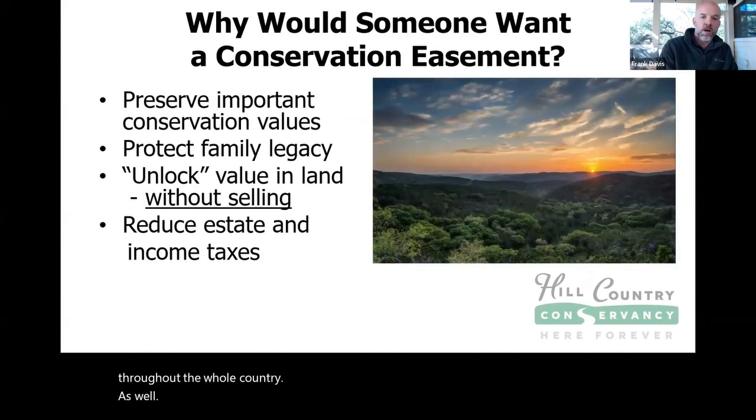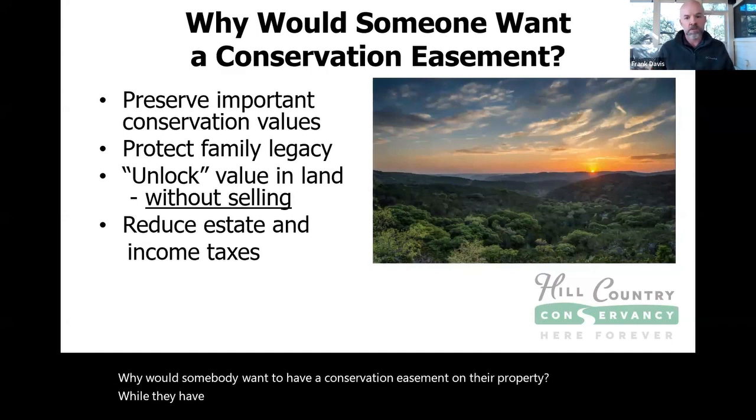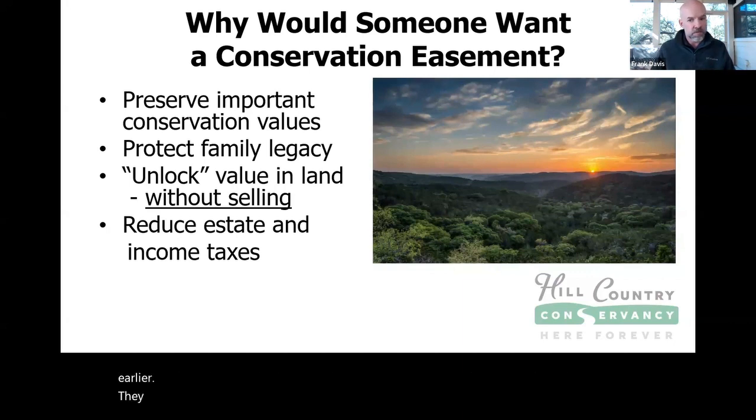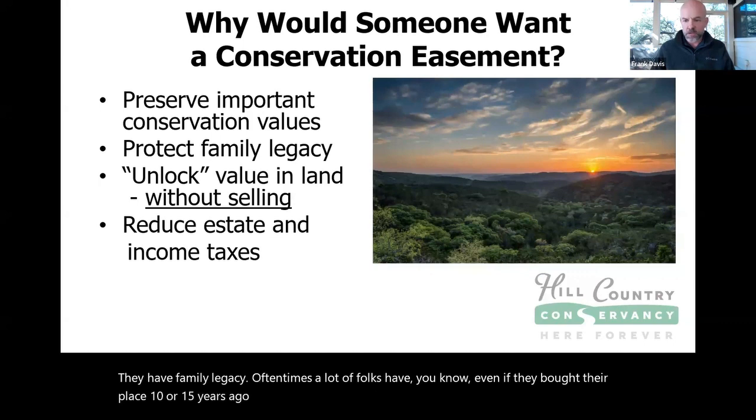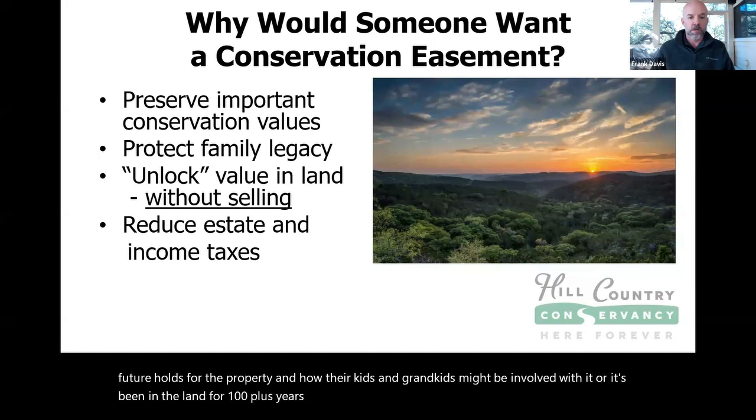Why would somebody want to have a conservation easement on their property? Well, they have a keen interest in preserving those conservation values that were described earlier. They have family legacy oftentimes. A lot of folks, even if they bought their place 10 or 15 years ago, become very attached to it, and they start thinking about what the future holds for the property and how their kids and grandkids might be involved with it. Or it's been in the family for 100+ years, and they're trying to figure out how to keep the old place together.